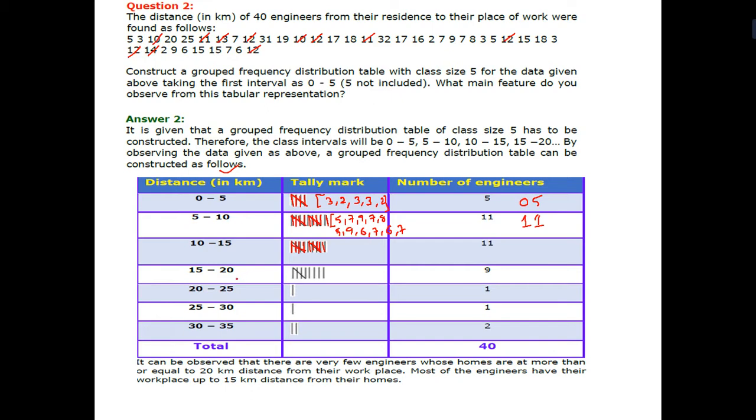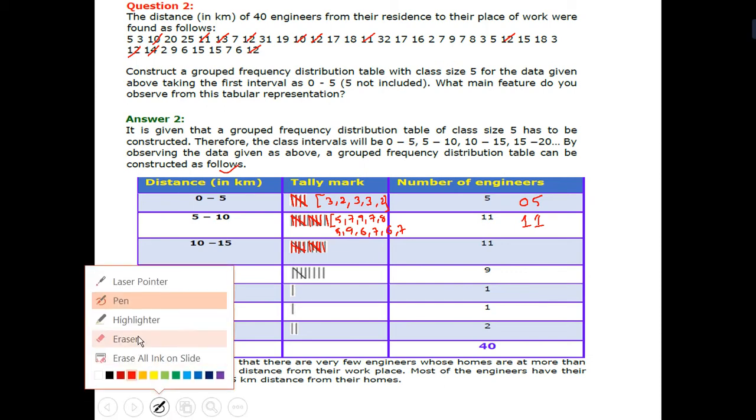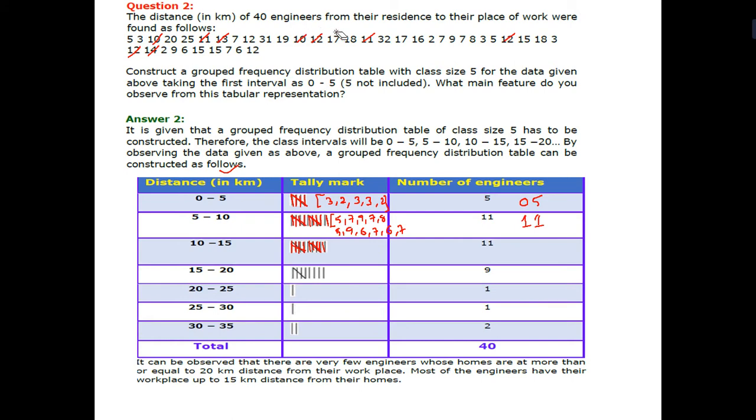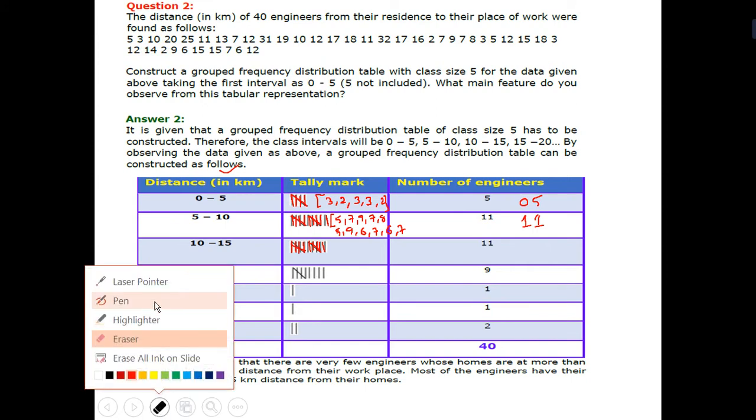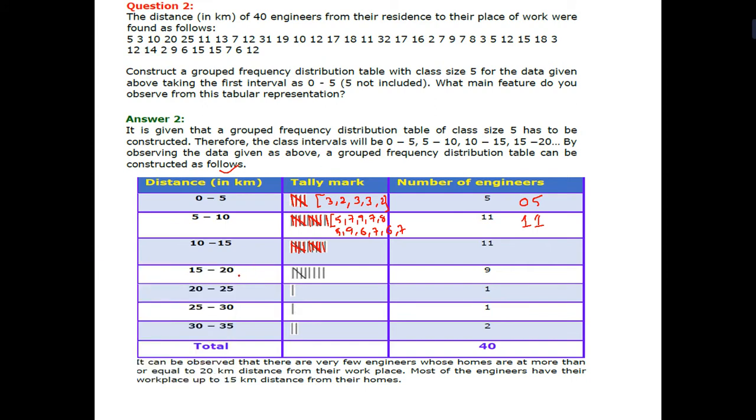Now 15 to 20. So we have to get 15 to 20. 15 is now included. So again first tie up this so we can easily count all others. So 15 to 20, 9. So 15 to 20 we have to do. 15 is included now, but 20 is not included.